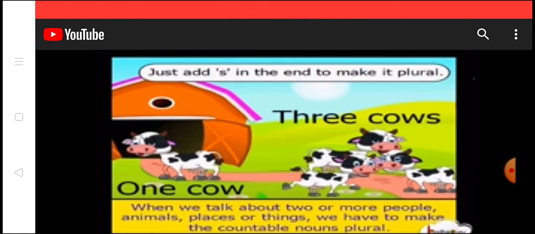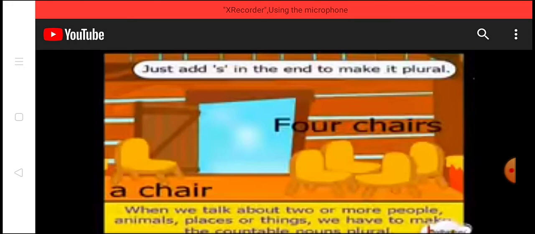So after completing this yellow box, write this above the white box. Just add s in the end to make it plural. So to make it plural, just s is added along with it. The example terms you can notice, students: one cow, which is a singular countable noun, and the plural form is three cows. Now the next, here copy what you have got in the yellow box first.